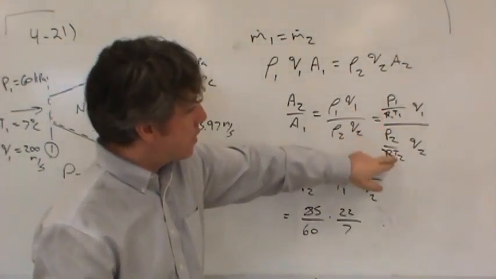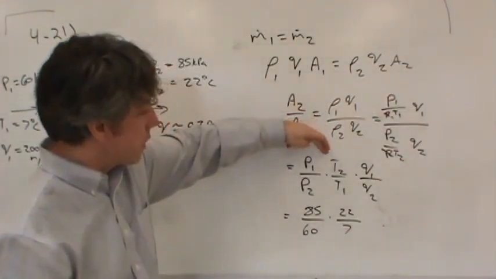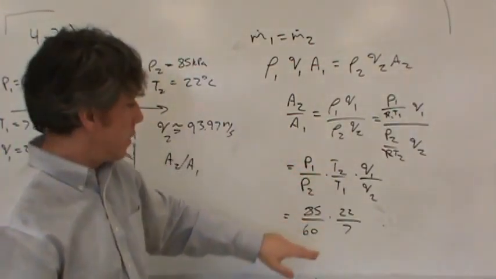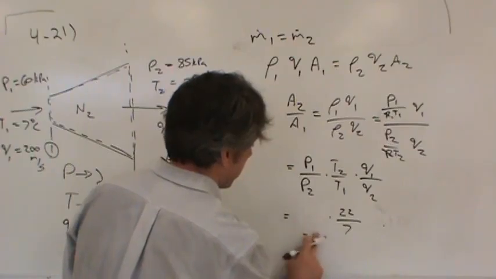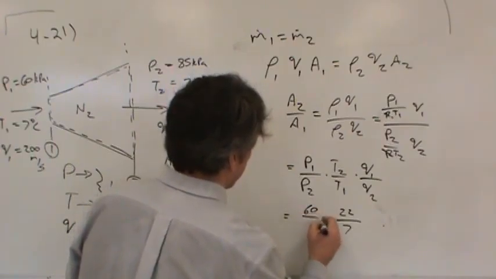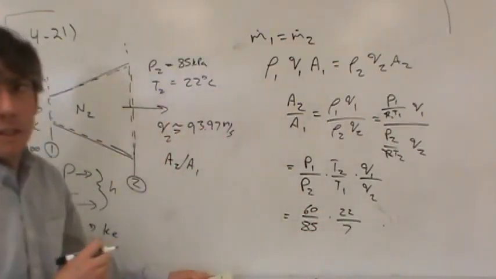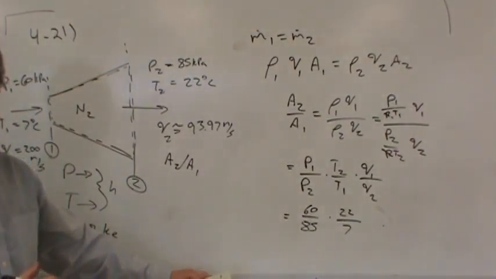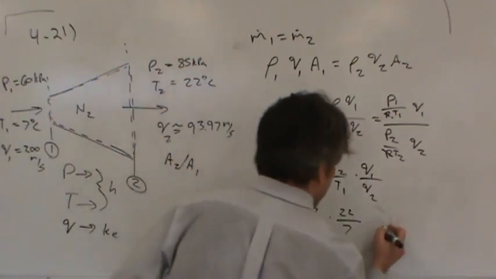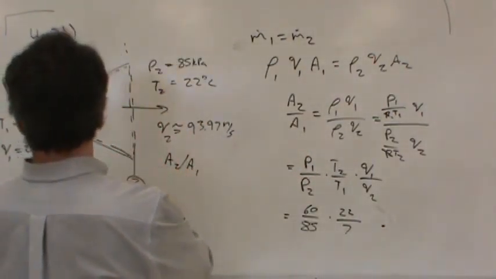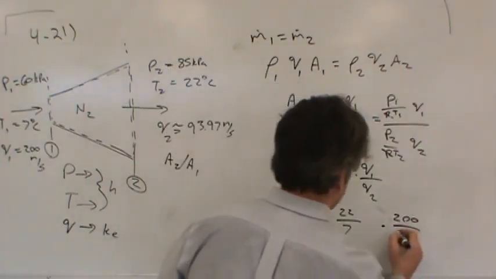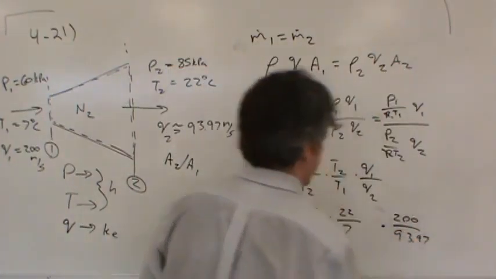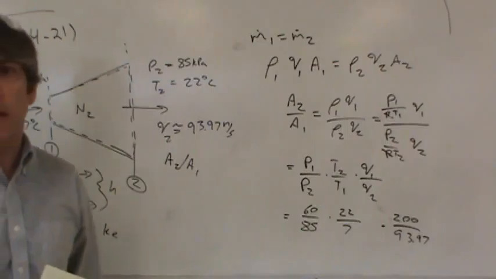And then the T2 in the denominator goes to the numerator. 60 over 85. Did I switch it? Yeah. P1, thanks. 60 over 85. See any other mistakes? No? I see one, but let's see if you can find it. Okay, so V1 is 200, V2 is 93.97. Now, if you plug all this in your calculator, you'll get the wrong answer.